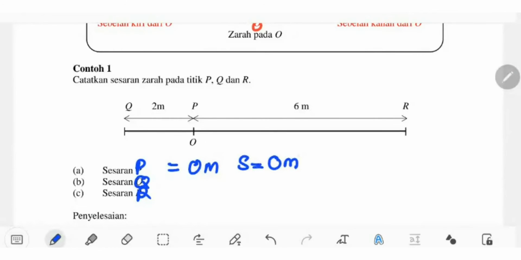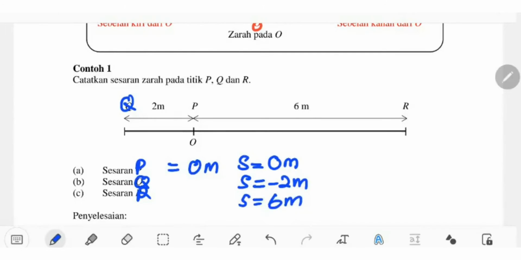Displacement of Q? Negative 2. Negative 2. Yes, negative 2 meter, because the Q is on the left side of O. Displacement of R? Positive 6. Positive 6 meter.